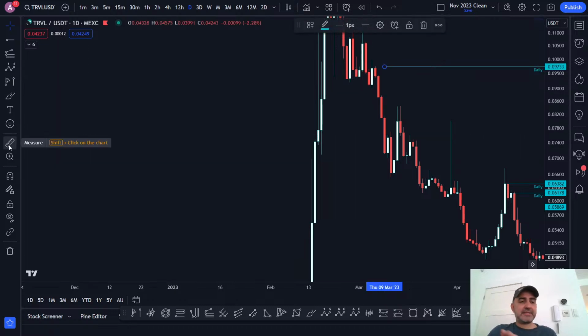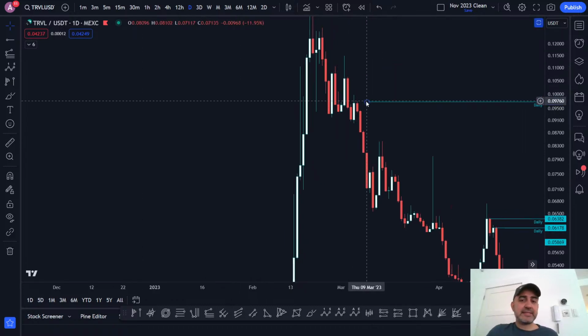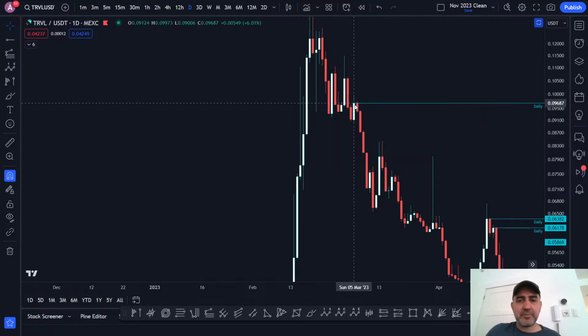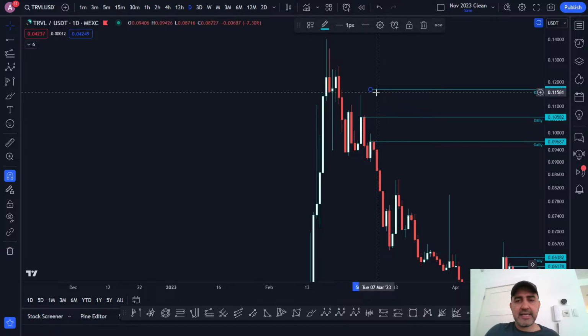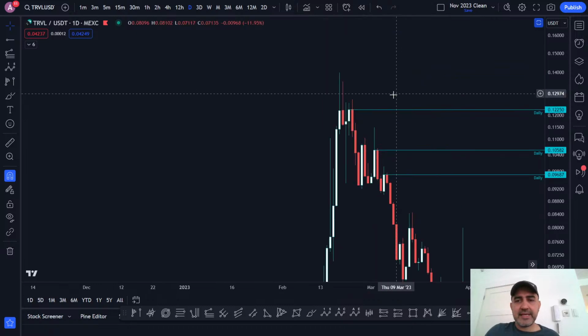Now, I'm not saying that people are that smart and they're placing their orders at these levels, but when the price moves, this is how the price moves. It doesn't really matter. Maybe it's just the computer bots that are doing this. I don't know. I'm just showing you how it works. So there's another daily level, there's another daily level.